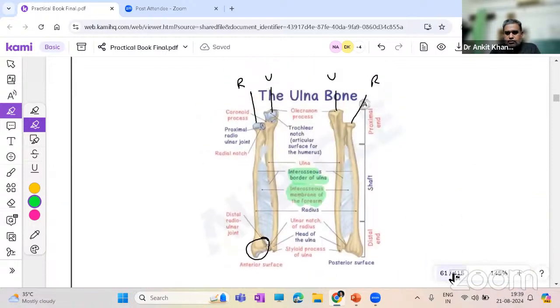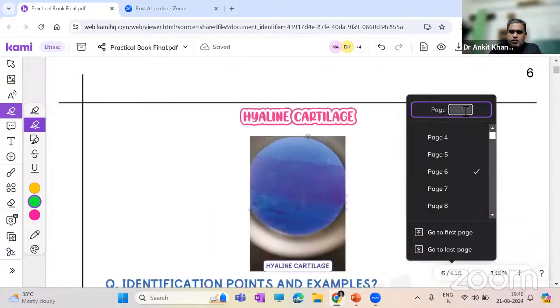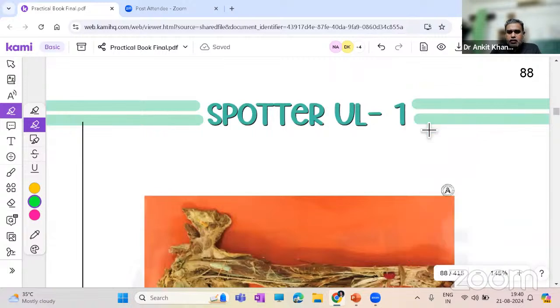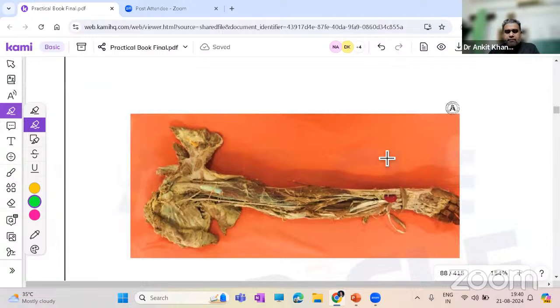Let us now look at some soft parts as well. Here we have dissected specimens of the upper limb. Let us see how much you can identify. Try to answer on your own.